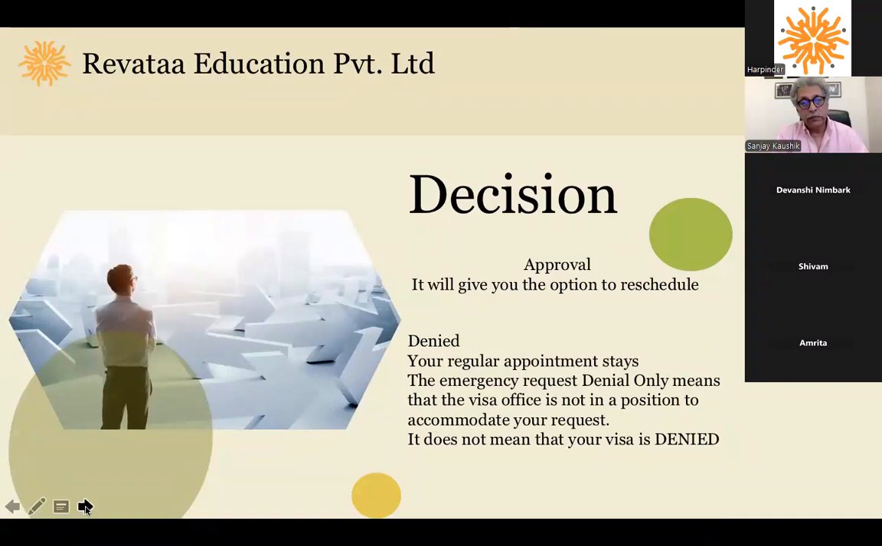Now, whether it's approved, you'll get the calendar to reschedule it. If it gets denied, that only means that at that point of time when the visa officer was looking at your application or the request to give you an emergency approval, they probably did not have enough slots. That does not mean that your visa has been denied or that it would adversely affect your visa application eventually. It is just that the visa officers could not find a slot during the time that you requested. It does not have an adverse effect on your application at all. All right.